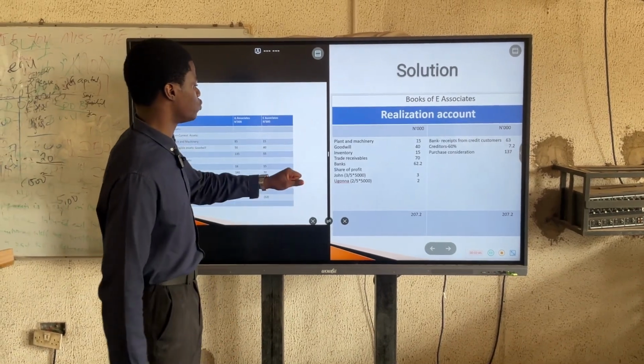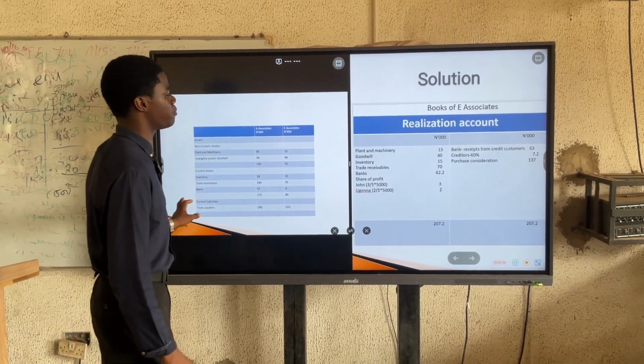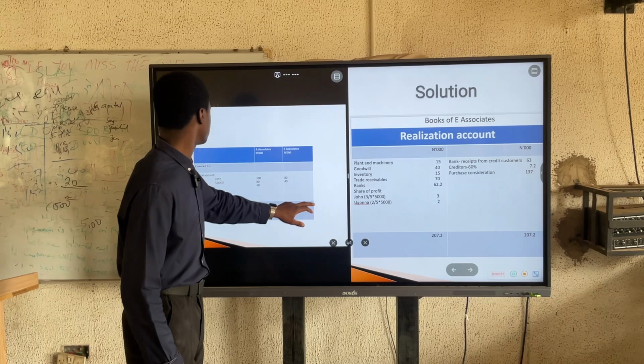Then moving on to the creditors of 60%. Let's go to the adjustments.